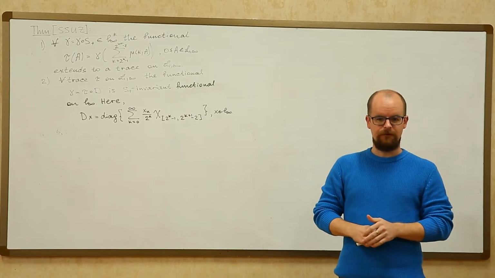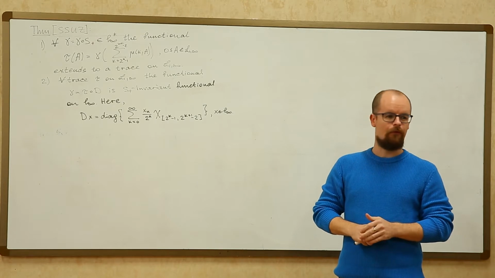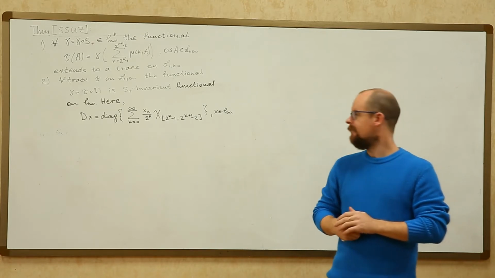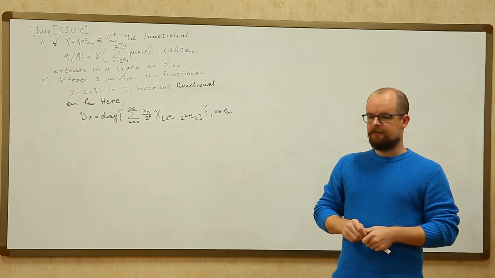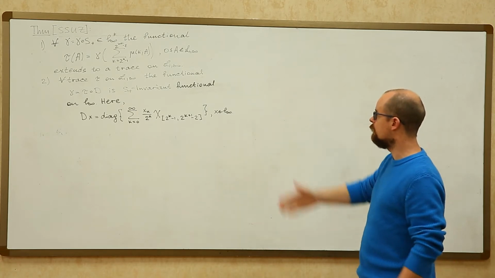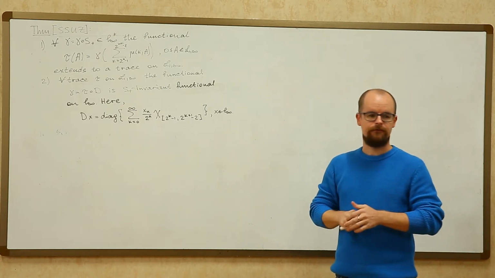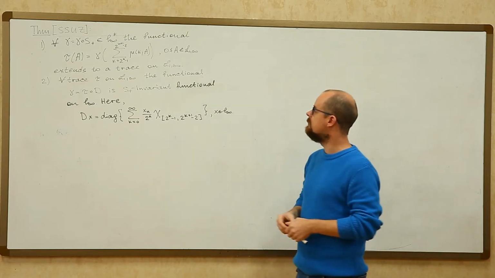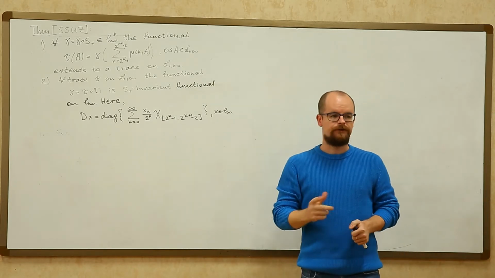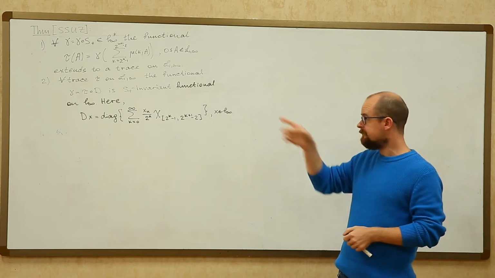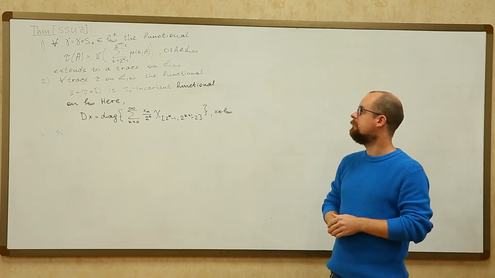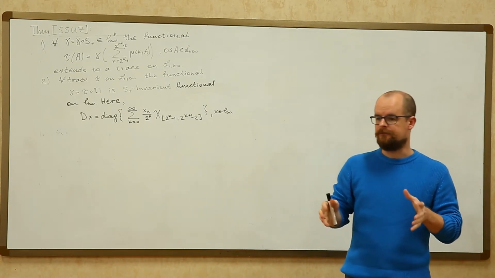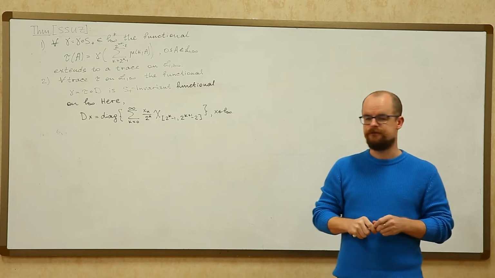Welcome to lecture number 4 of our series. And last time we proved this result about the construction of traces on the weak trace class ideal using shift invariant functionals, as class invariant functionals on L infinity, the space of bounded functions.